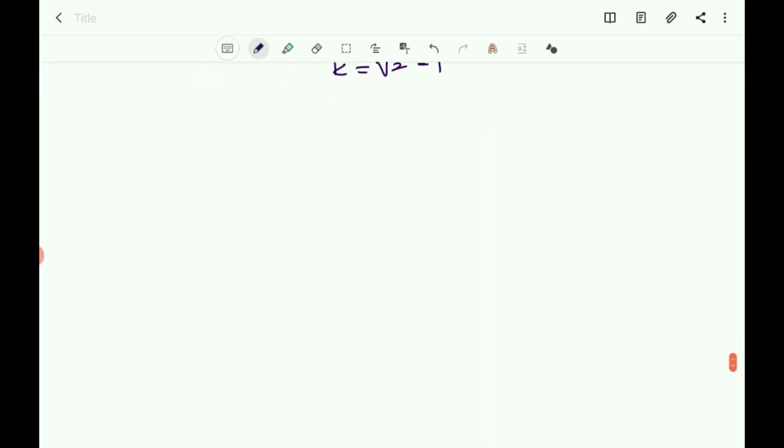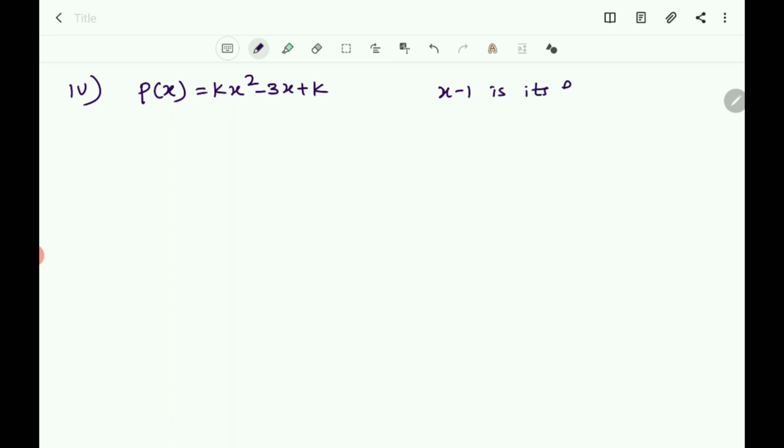Then you take the fourth one. The fourth one is P of x equals kx square minus 3x plus k. Its factor is x minus 1. So again here P of 1 must be equal to 0. As it is its factor, we can say that P of 1 must be equal to 0.